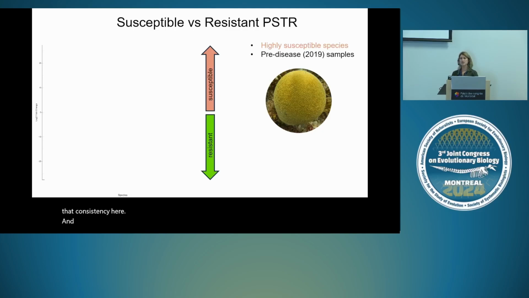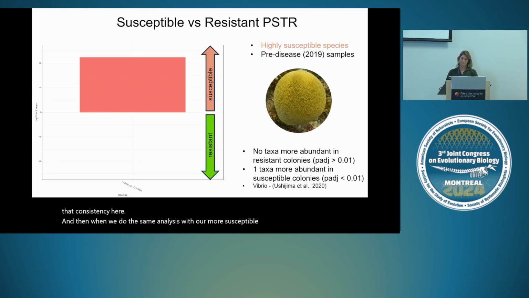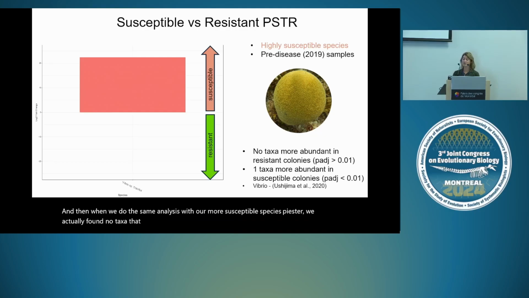And then when we do the same analysis with our more susceptible species, Pister, we actually found no taxa that were significant to resistant colonies. So instead, we found one taxa that was significantly more abundant in our susceptible colonies. And this is a Vibrio strain.